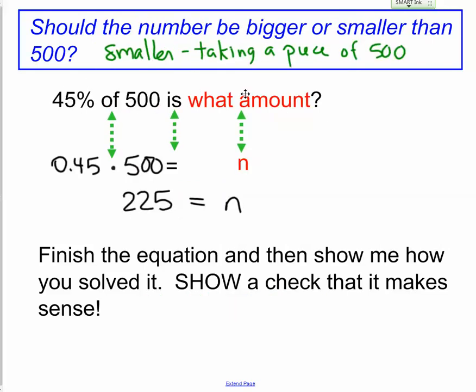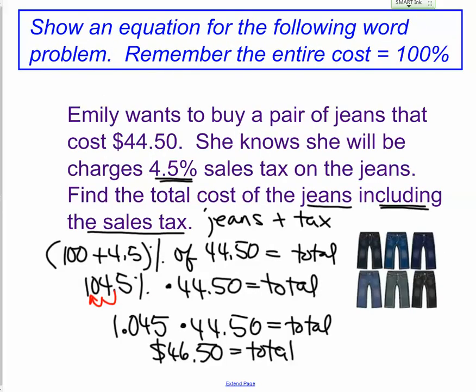45% of 500 is what amount? And I said, should the number be bigger or smaller than 500? Well, I'm taking a piece of 500, so it definitely should be smaller. This is just straight multiplication. Make this a decimal. So 45% is 0.45 times 500 is 225. And that makes sense because half of 500 is 250, and this is a little less than half, and I got a little less than 250 when I got 225.